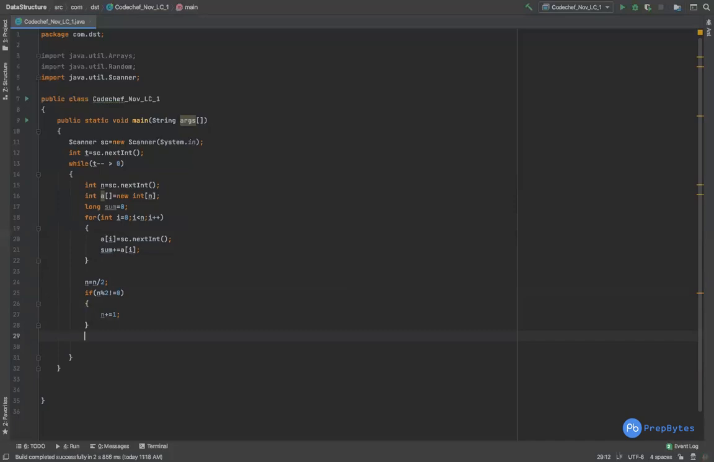Now we need a function. We need a function where we will check the difference that I have told you in the approach, where once we include the current minute in our current sum, and once we do not include it in the current sum. Okay, let's write that function.